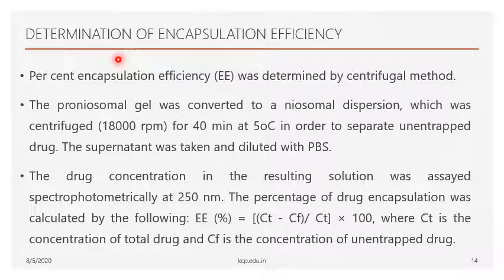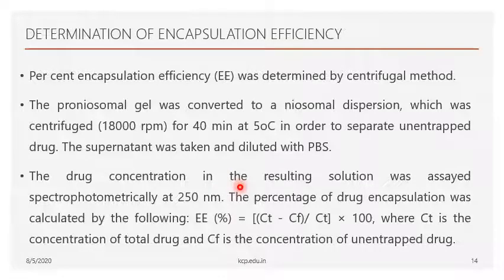Now let's see the determination of encapsulation efficiency. Before doing the encapsulation efficiency, the proniosomal gel was converted into a niosomal preparation. It was centrifuged at 18,000 rpm for 40 minutes at 5 degrees Celsius in order to separate the drug from the vesicles. After separation, the supernatant liquid was taken out and diluted with phosphate buffer solution. This solution was assayed by the UV spectroscopic method at 250 nanometer.